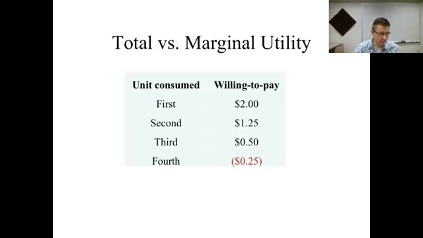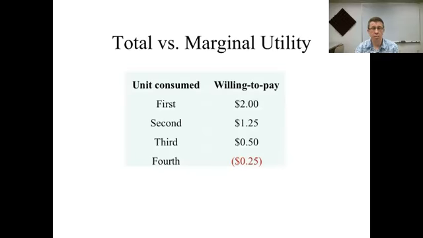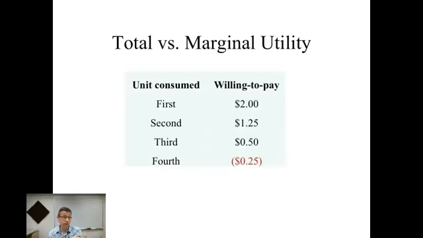Let's see, how do we translate this into total utility and marginal utility? Well, for marginal utility, it's pretty easy. Let's actually go back to our definition of marginal utility. It's the maximum amount of money consumers are willing to pay for one more unit of a good. When we go to the chart, what we're showing is the maximum willingness to pay for one more unit of a good.